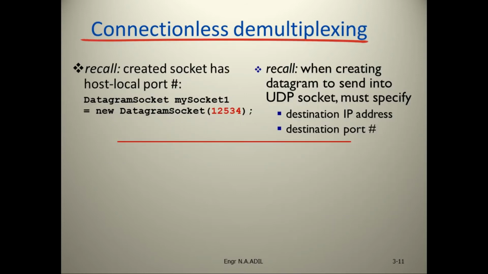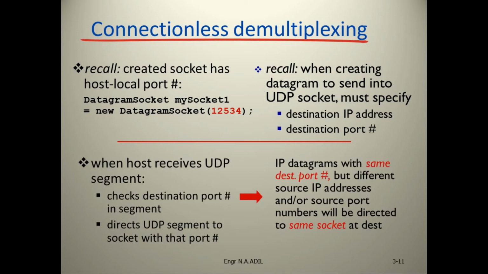Connectionless demultiplexing. A created socket has a host-local port number, that is, DatagramSocket mySocket = new DatagramSocket(12345). Recall, when creating a datagram to send into a UDP socket, we must specify the destination IP address and destination port number. When the host receives a UDP segment, it checks the destination port number in the segment and directs the UDP segment to the socket with that port number. IP datagrams with the same destination port number but different source IP addresses or source port numbers will be directed to the same socket at the destination.